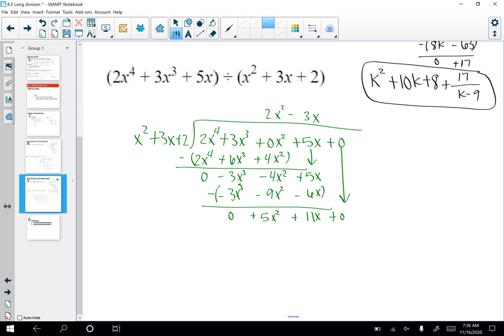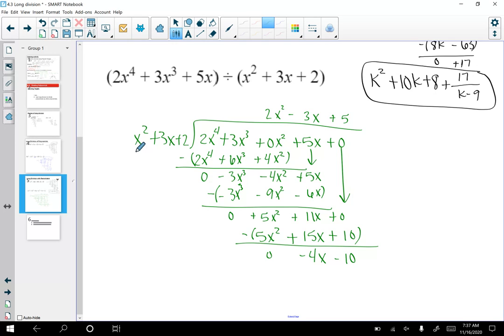Now I need to get 5x squared. So how do I get 5x squared? What do I need to multiply by? Just simply 5, right? We already have x squared. So I'm going to go ahead and multiply everything by 5 to get 5x squared plus 15x plus 10. Now I subtract, that's 0. 11x minus 15x gives me negative 4x. And 0 minus 10 gives me negative 10.